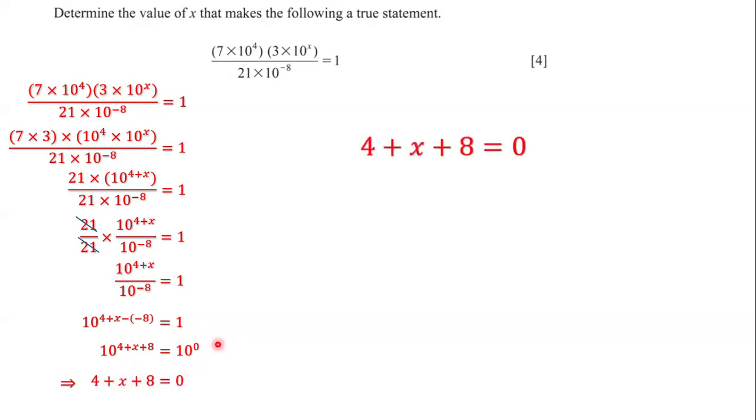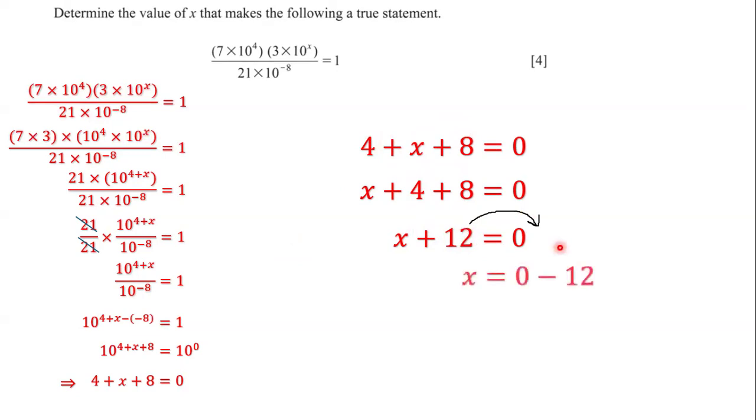And so let's solve this equation. 4 plus x plus 8 is equal to 0. Next, we take this 4 and we combine it with this 8. So we have 4 plus 8, and 4 plus 8 is 12. So we have x plus 12 is equal to 0. We take the positive 12 and send it over the equal sign. It becomes negative 12. And so we have x is equal to 0 minus 12, and 0 minus 12 is negative 12. So that means that x is equal to negative 12. And that's the answer to this particular question.